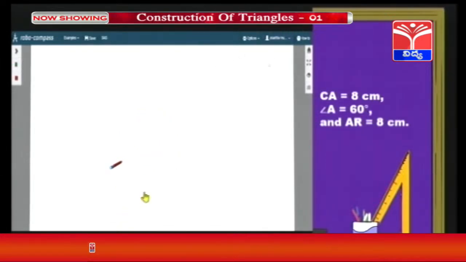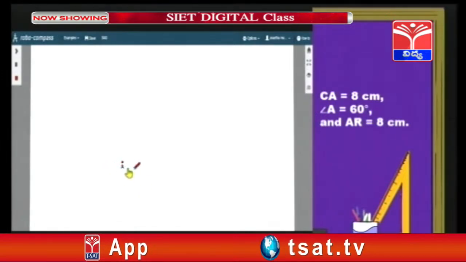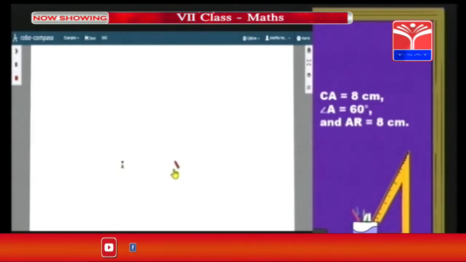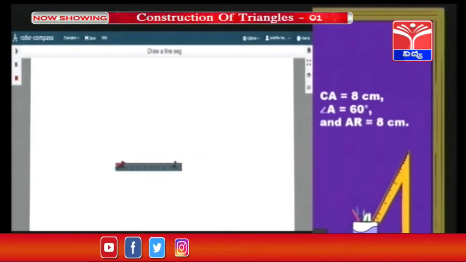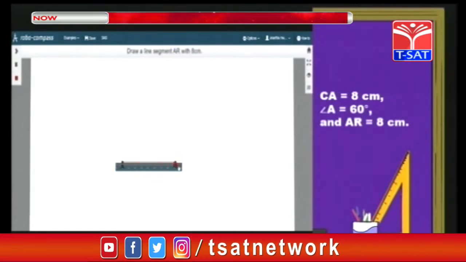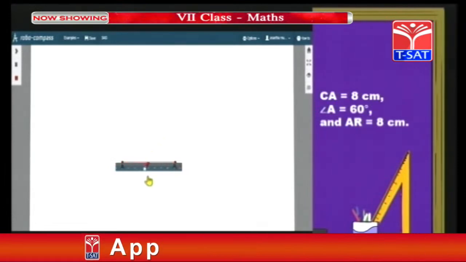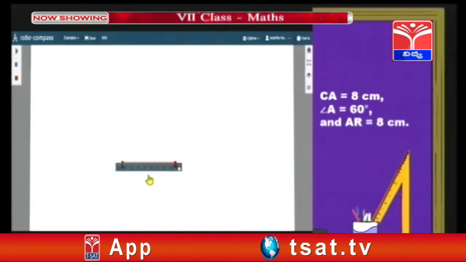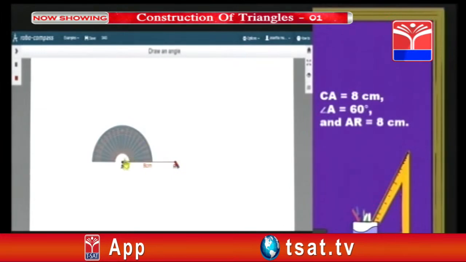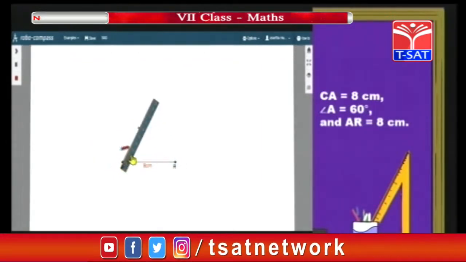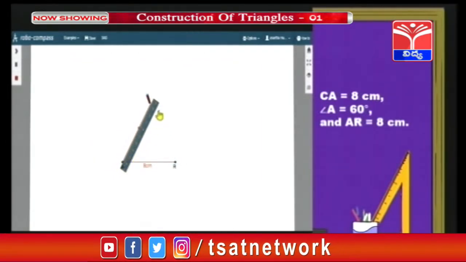First, for constructing a triangle, we have to take 2 points. I have taken point A and point R. These are vertices. So, a line is drawn from A to R with 8 centimeters. And after drawing line segment AR with 8 centimeters, we have to measure an angle with the help of a protractor. I have to take an angle of 60 degrees and draw a ray.